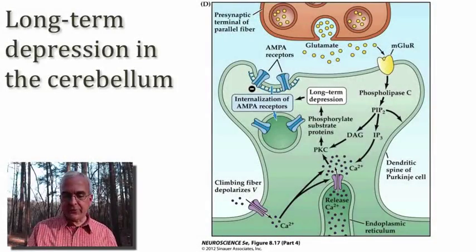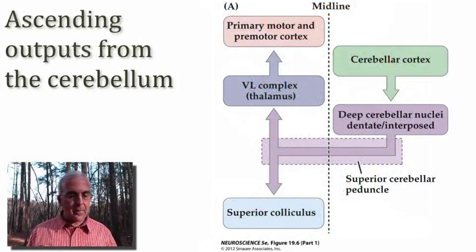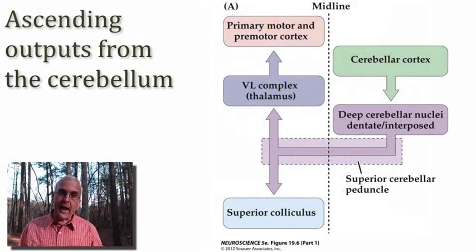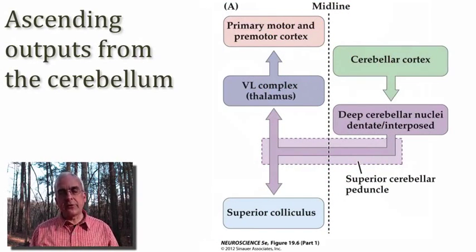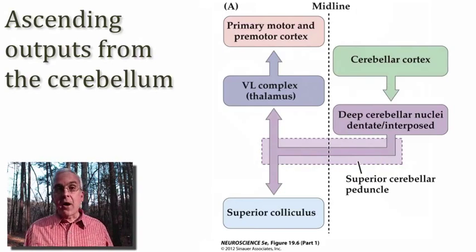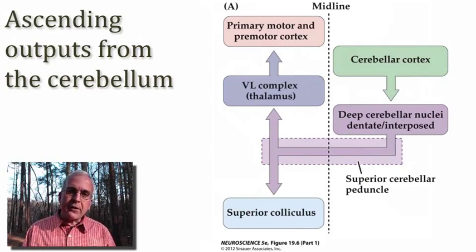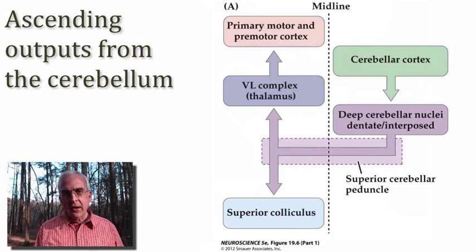All right, I'd like to switch gears a bit now and talk to you about the anatomy of the output of the cerebellum. And we'll consider this anatomy really in two steps. First, I'd like to talk to you about the ascending outputs from the cerebellum. They're ascending anatomically in that they leave the cerebellum and they enter the brainstem via the superior cerebellar peduncle, and then they ascend in the superior direction to encounter targets in the brainstem and in the motor thalamus.